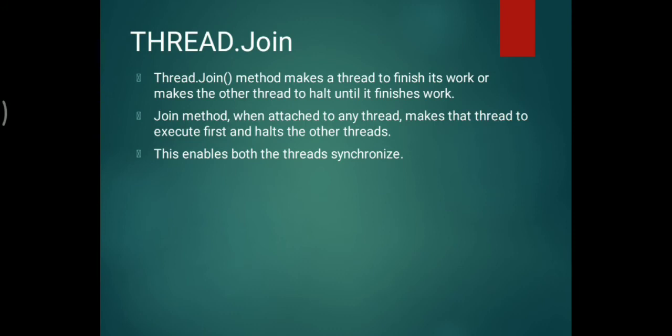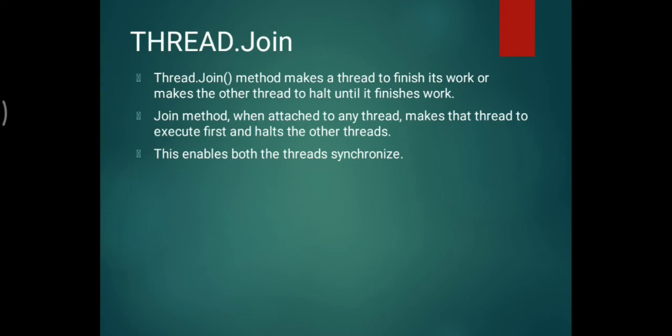Next, thread.join. It makes a thread finish its work while the other threads halt until it finishes. Join method means attached to any thread. We can attach more threads. We can join a number of threads to one another. That makes one thread execute first and halts the other threads.